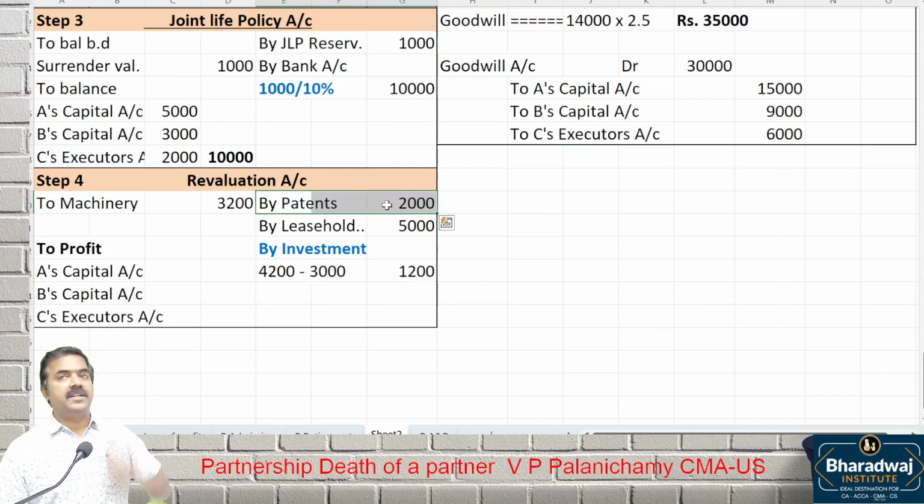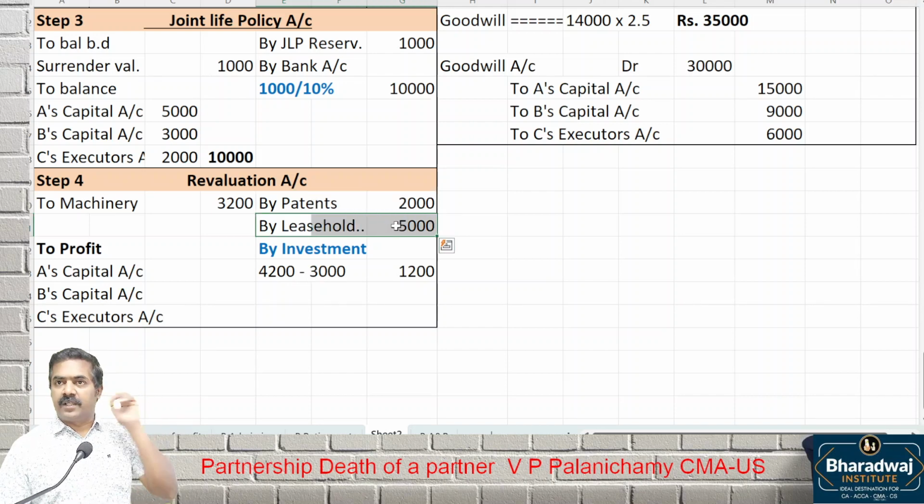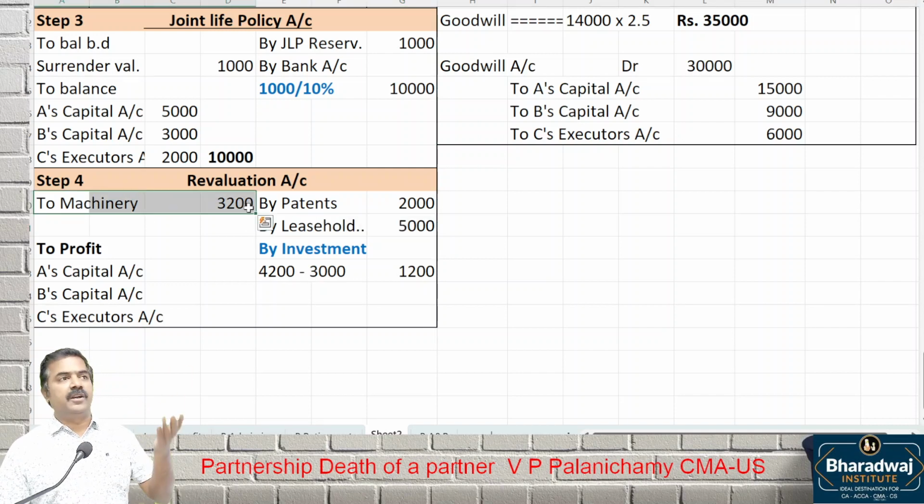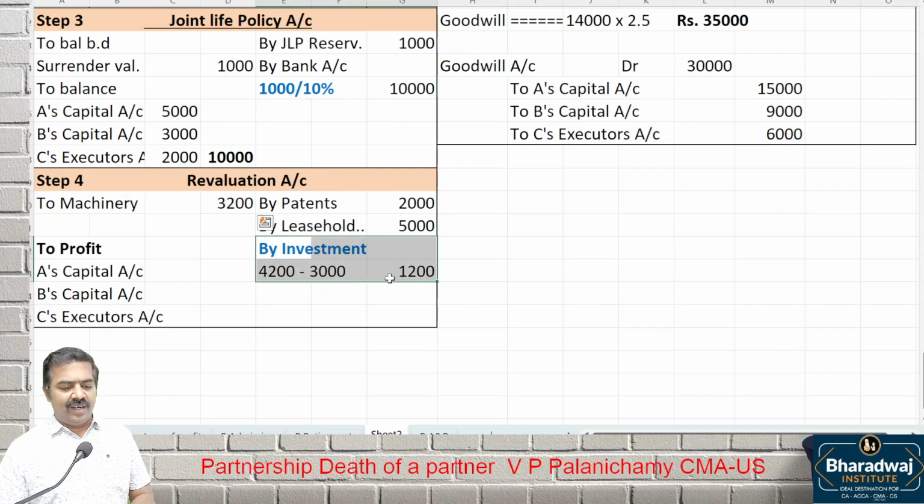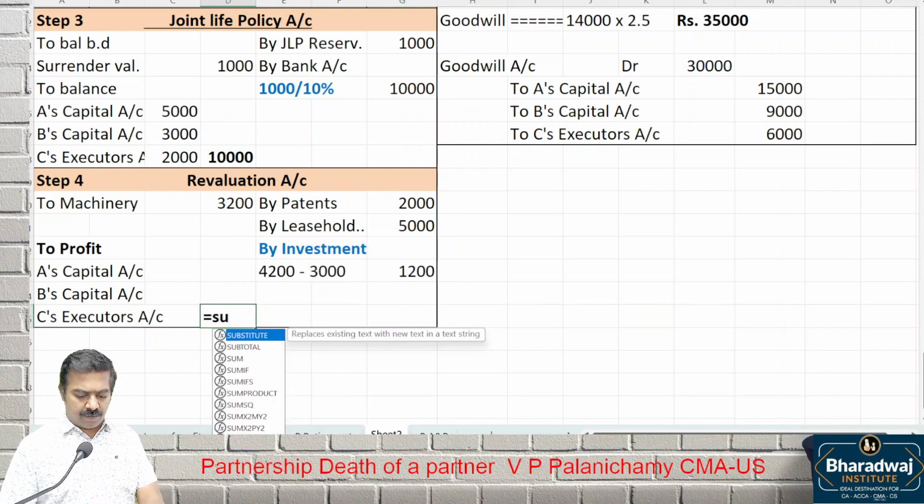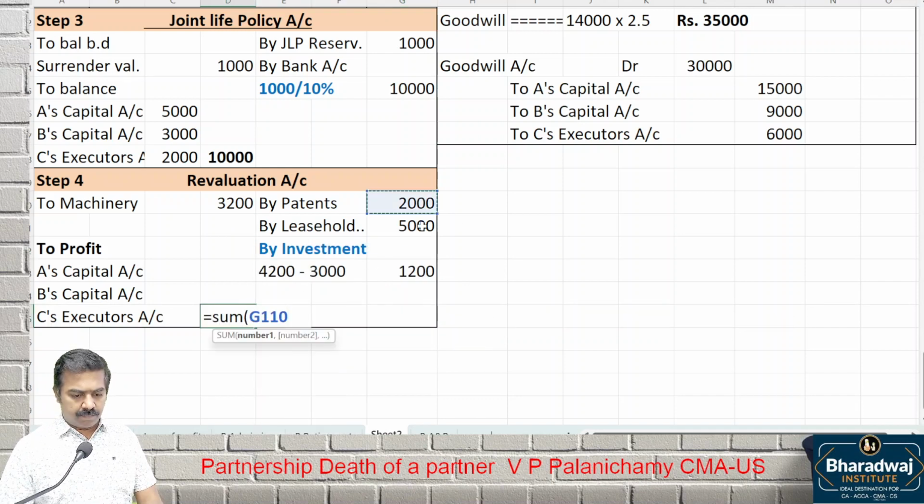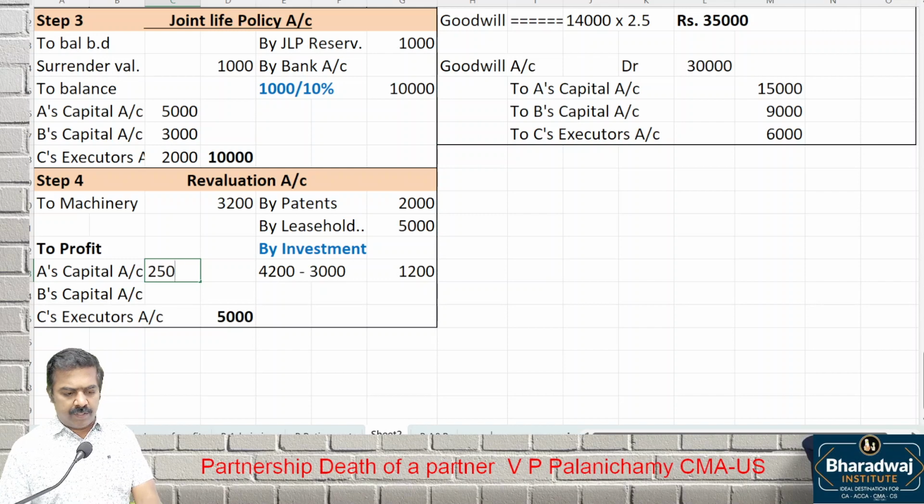Once again, I repeat. Patents in the balance sheet is undervalued. You have to increase the value. Leasehold premises in the balance sheet undervalued. Now you have to increase the value. Machinery overvalued. Now you have to bring down the value. Investments were sold at a profit. Tally this and transfer the profit to partners' capital. How much it will be? 2,500, 1,500, 1,000.